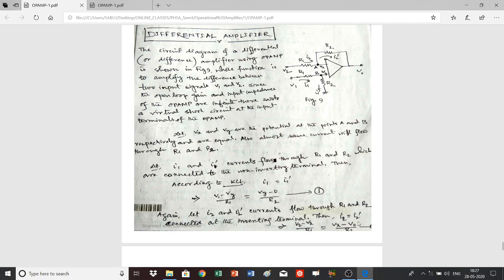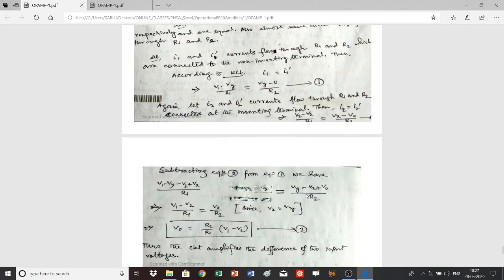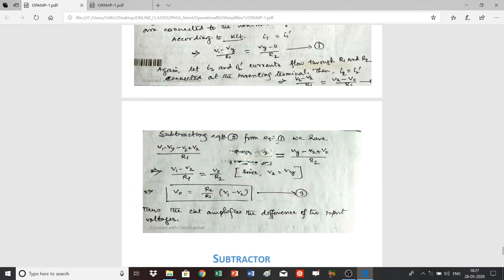Now subtracting equation 2 from equation 1, you will get (V1 minus Vy minus V2 plus Vx) by R1 is equal to (Vy minus Vx plus V0) by R2. And since Vx and Vy are equal, you write from this equation that (V1 minus V2) by R1 is equal to V0 by R2, and then V0 is equal to R2 by R1 into (V1 minus V2), and thus the circuit amplifies the difference.